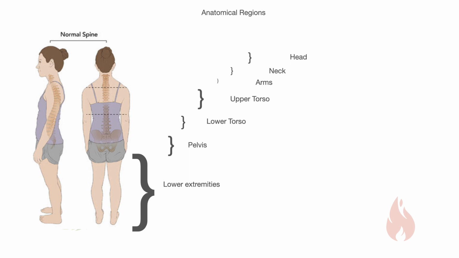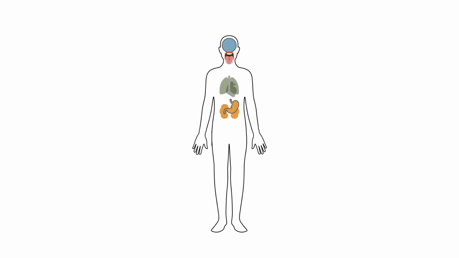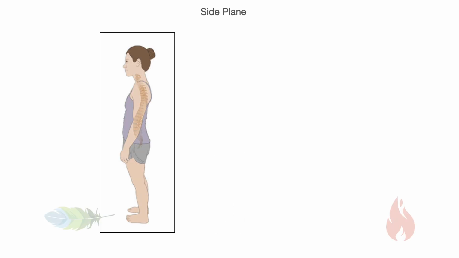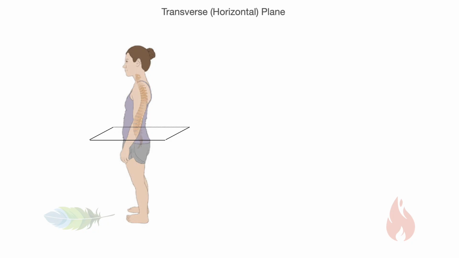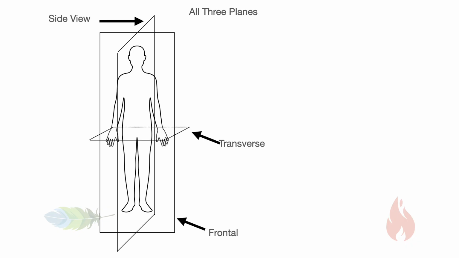All right, so here are those regions, and then the generalized regions. And now it's an introduction to planes. All right. So we've got the side plane, we've got the transverse plane, and then we've got the frontal plane. So looking at all these together, that's kind of what it looks like.